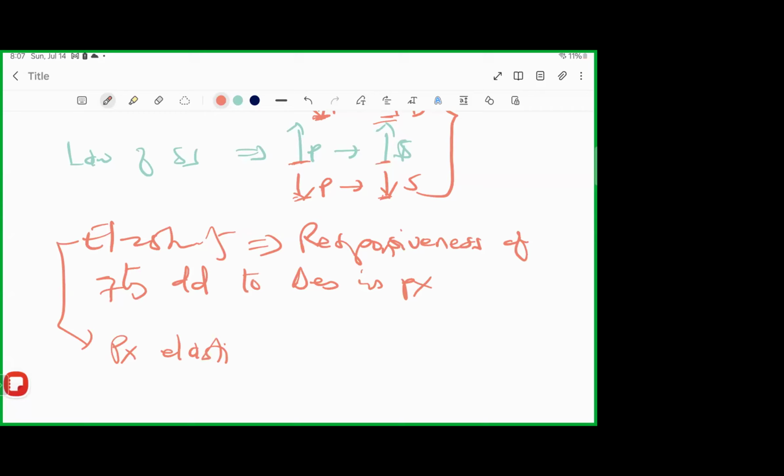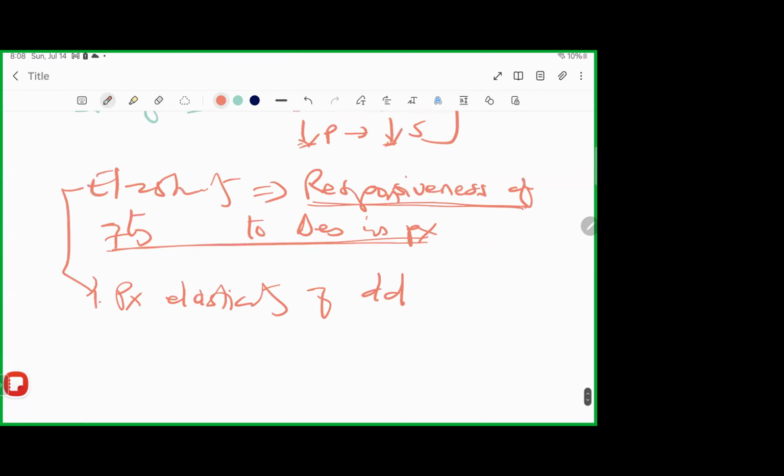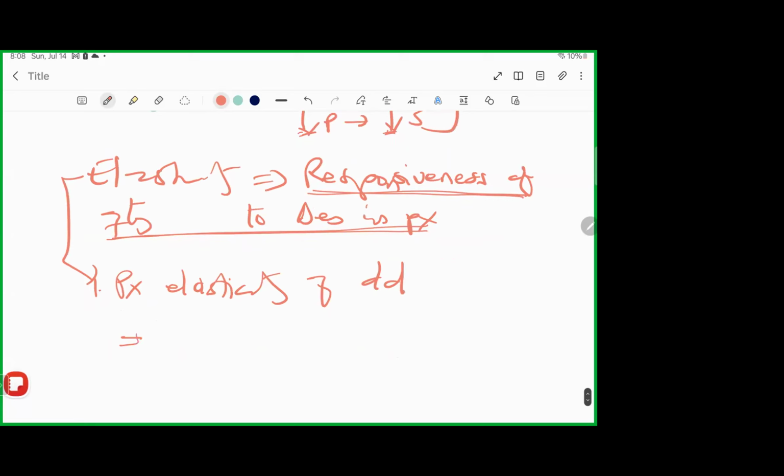So let me just cancel this to make it more general. By elasticity, we are looking at what? The price elasticity of demand. And by price elasticity, we are looking at what? So what is price elasticity of demand?